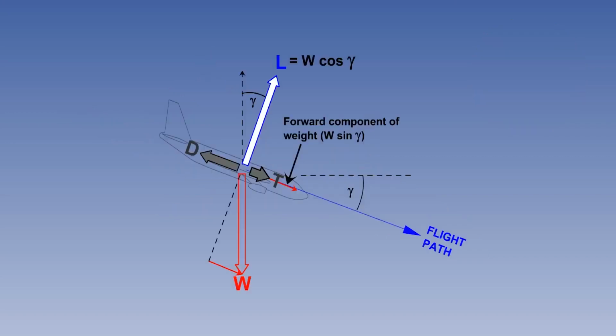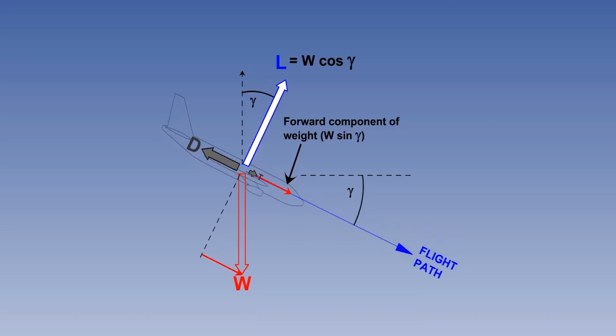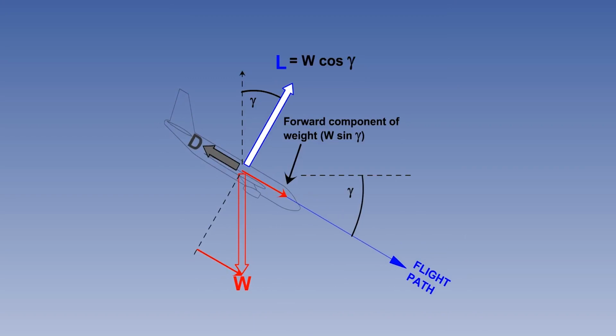In a glide, that is, a descent without power, there is no thrust to provide the propulsive force and balance the drag. This is done by the component of weight acting along the flight path. In a glide, there are only three forces acting on the aircraft: lift, weight, and drag.